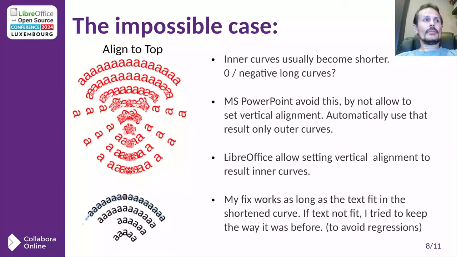Here is my example. This is aligned to top, and this is the baseline at the top line, but in the other lines I wrote fewer characters, and it fits there. So it's not a problem. If there is more text in the line than fits into the curved line, then it becomes a problem, and my code falls back to the old way, and it will display something like this. But as long as we keep this rule that we don't write too many letters in the curve, it will seem like this, it will be okay.